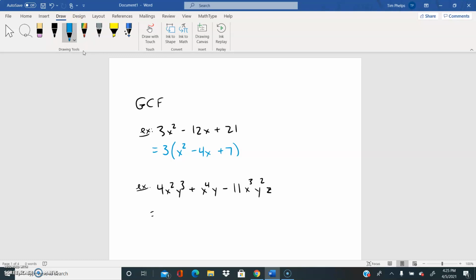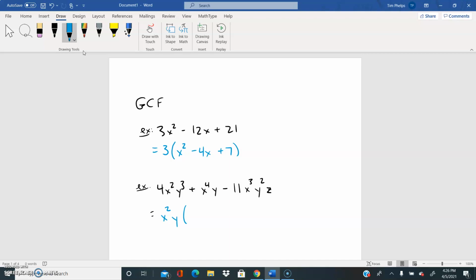Looking at the x's and y's, I have 2 x's in the first term, 4 x's in the second, and 3 in the third. So the most that I can divide out evenly is 2. And the y's, I have 3 y's in the first term, 1 in the second, 2 in the third, so I can take out 1 y. And the z is only in that last term, so I can't take that out either. So I'm dividing an x squared y out of this.